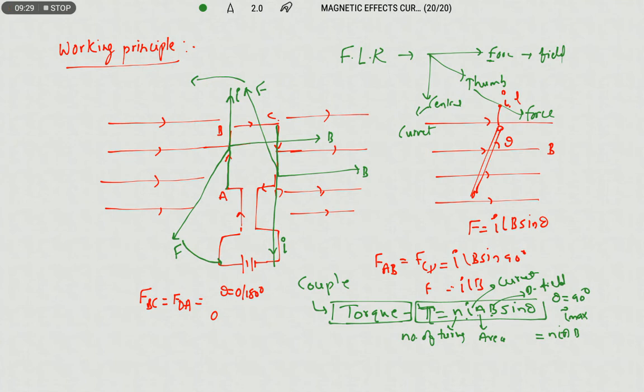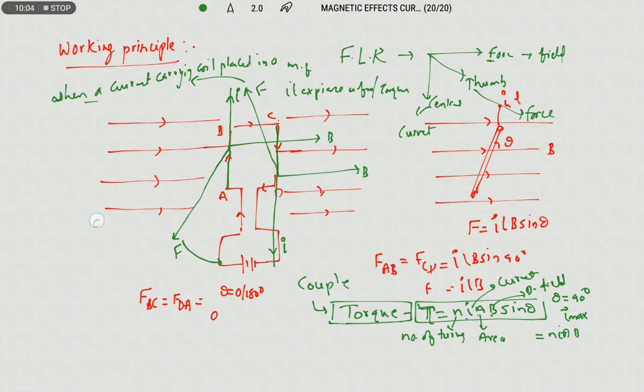So in simple words we can write, when a current carrying coil is placed in a magnetic field, it experiences a force or experiences a torque. On this principle the electric motor works.